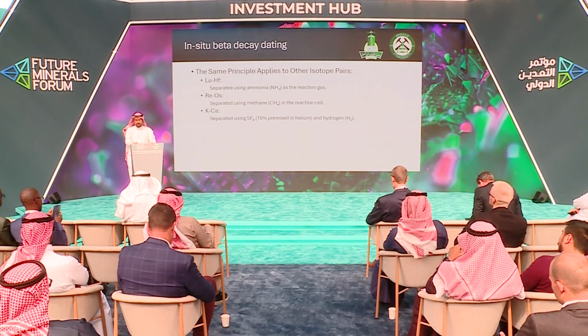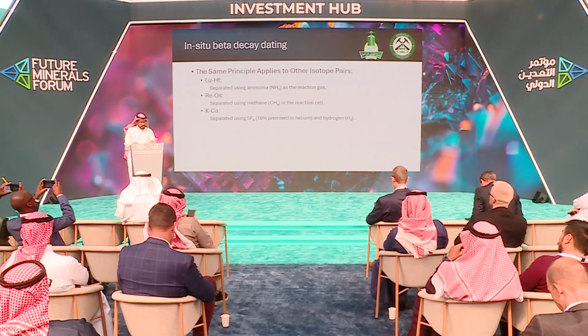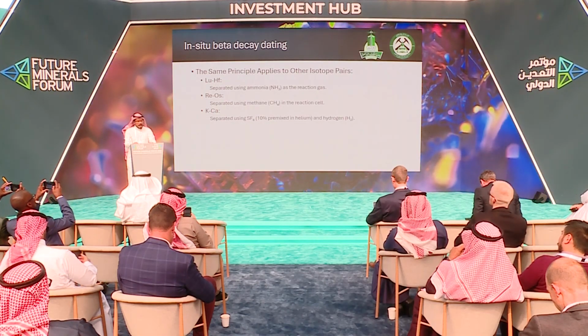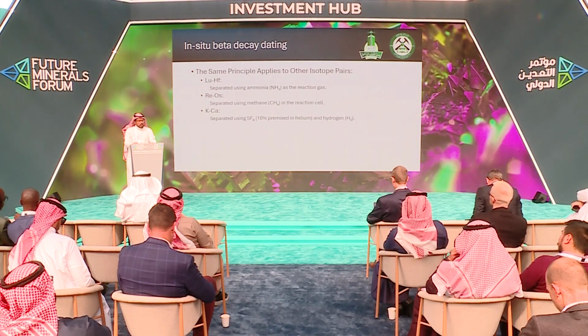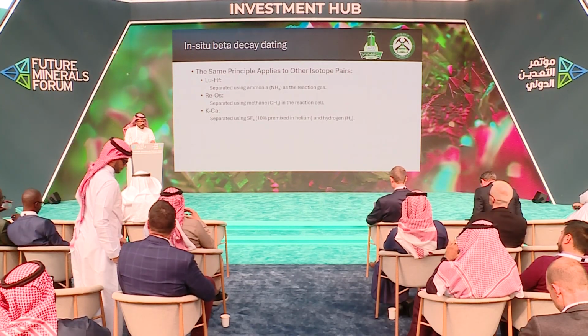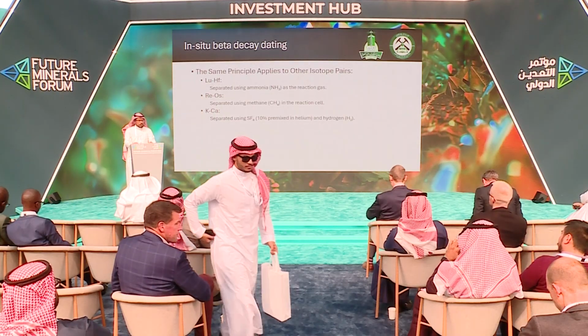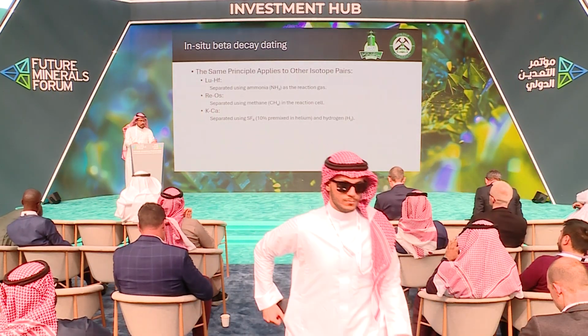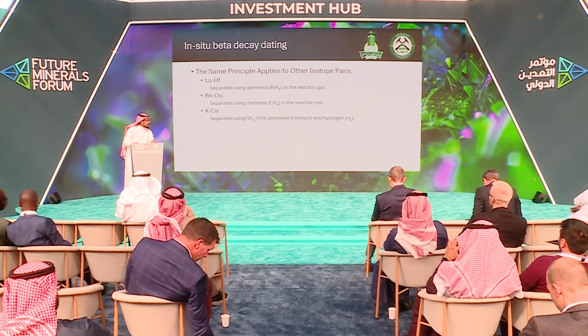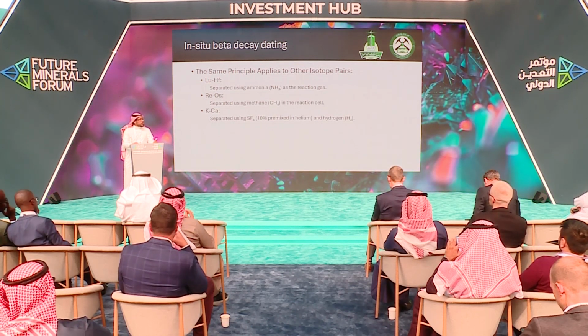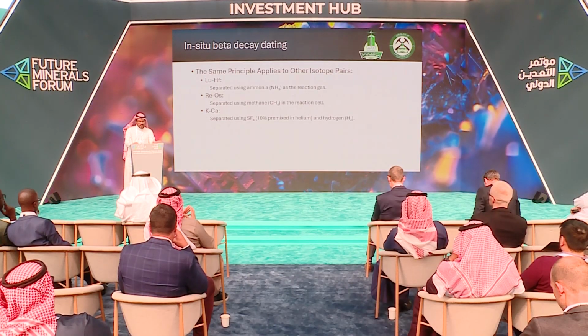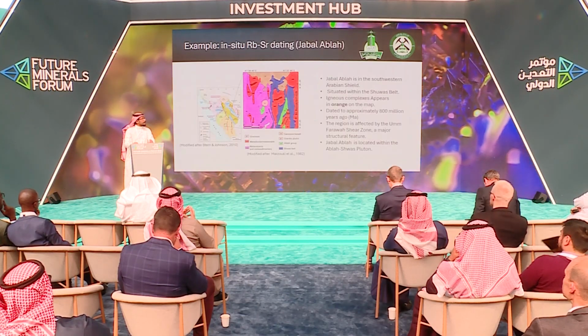We can apply the same principle to other beta systems. For example, lutetium-hafnium can be separated in the machine using ammonia. Rhenium-osmium can be separated using methane. And potassium-calcium can be separated using SF6. And we need to mix it with helium and hydrogen to avoid interference with argon, which is the source of the plasma in the instrument.